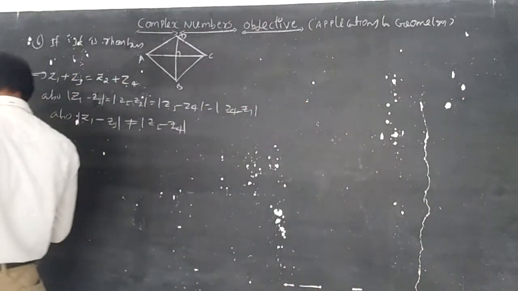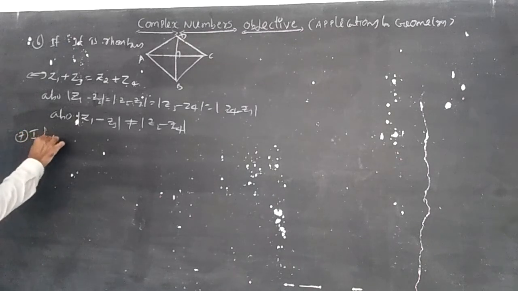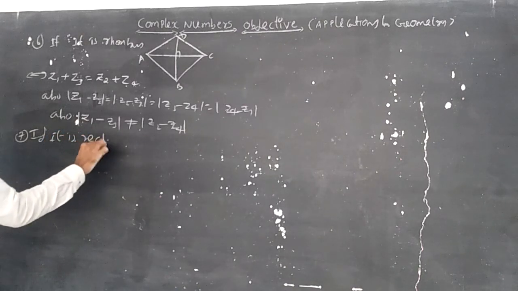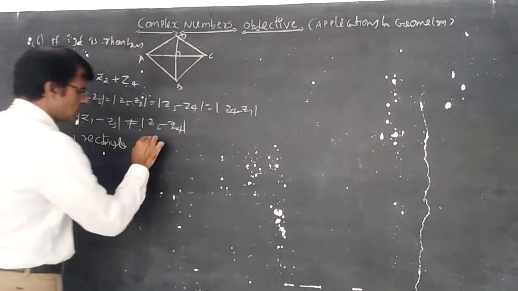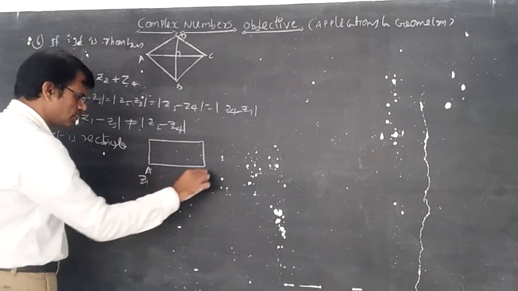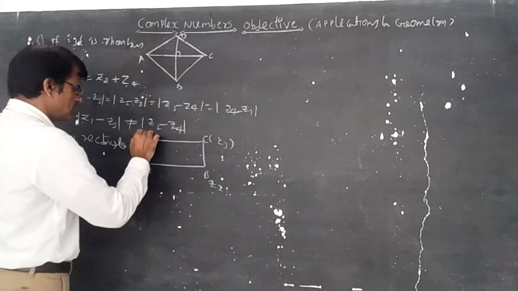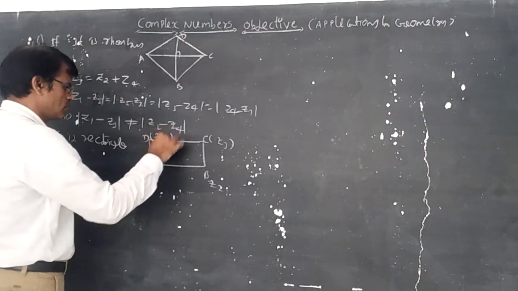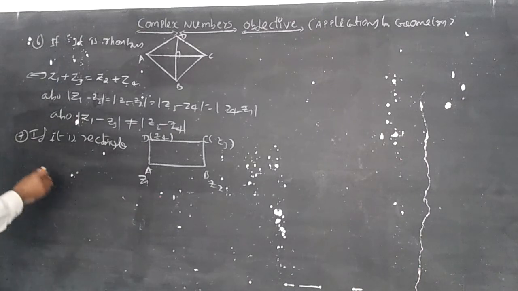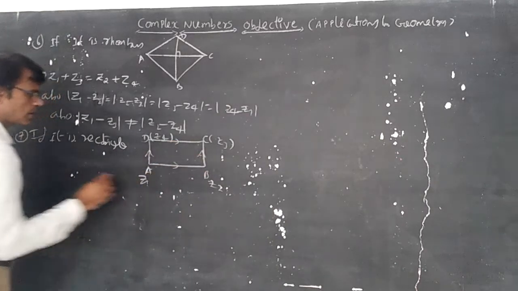Now, if it is a square, first we can write rectangle. If it is a rectangle, draw the rectangle symbol. Put here A, Z1. This is B, Z2. This is C, Z3. This is D, Z4. A, B, C, D are vertices. Now we know that two opposite sides are equal.